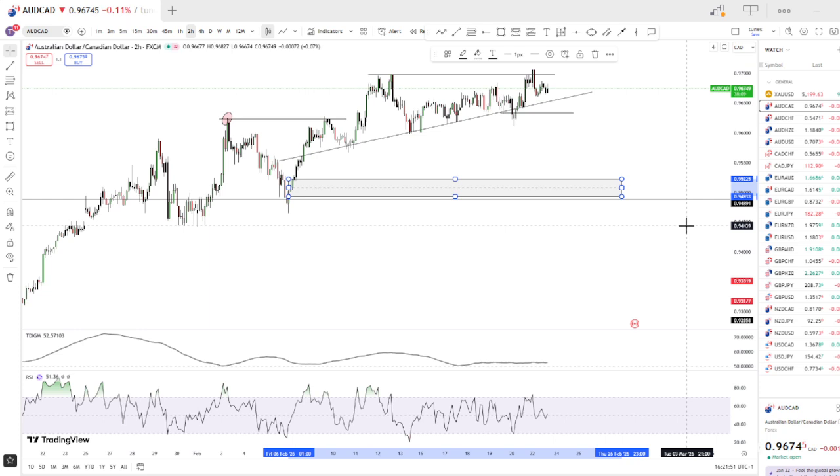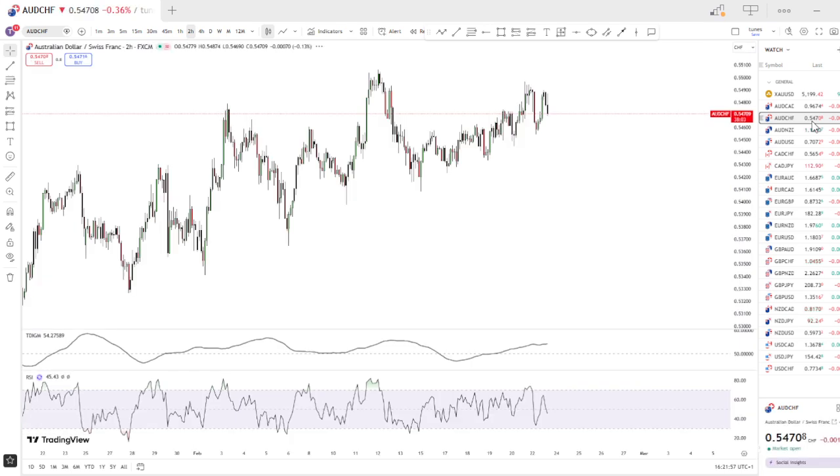All right, so for the other points I marked out, coordinates are between 0.95225 and 0.94933. I hope that is clear for AUD CAD. Next up, let's look at AUD CHF. Just give me a minute, please.